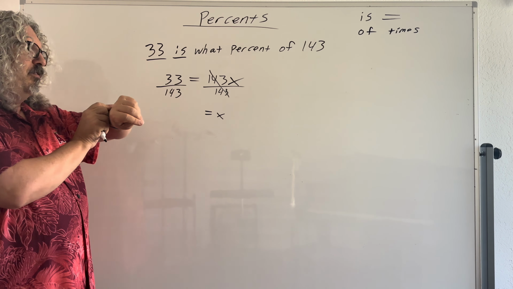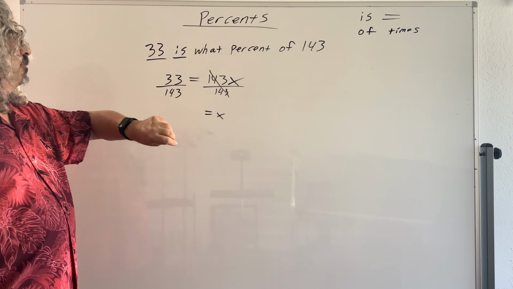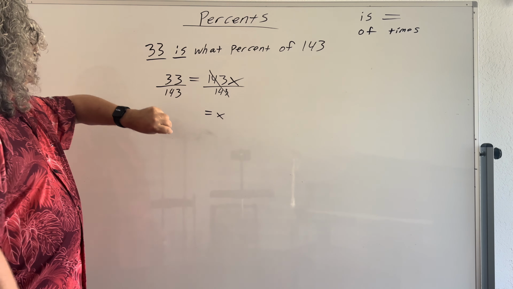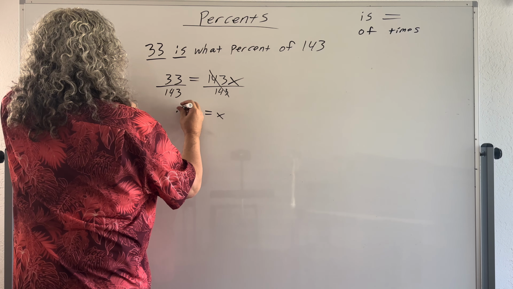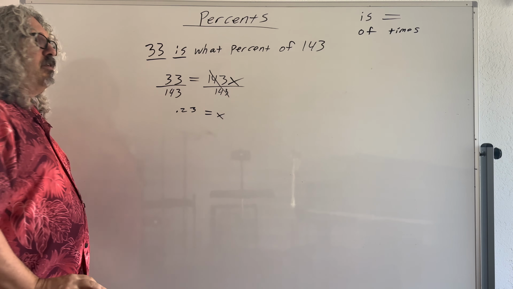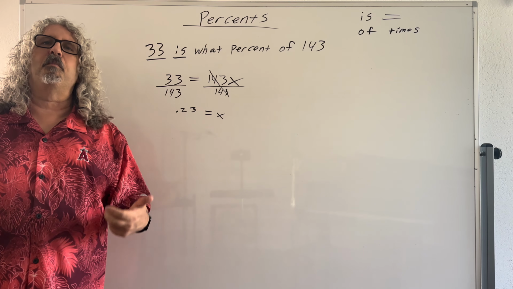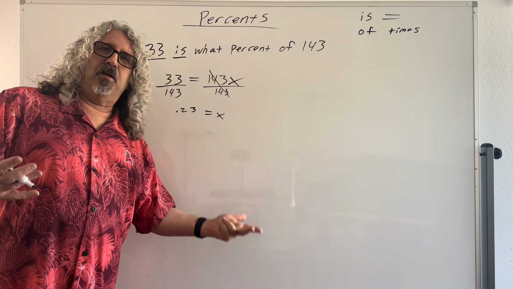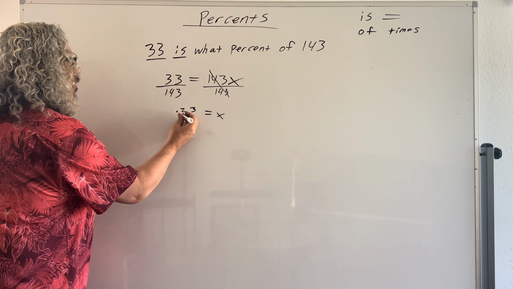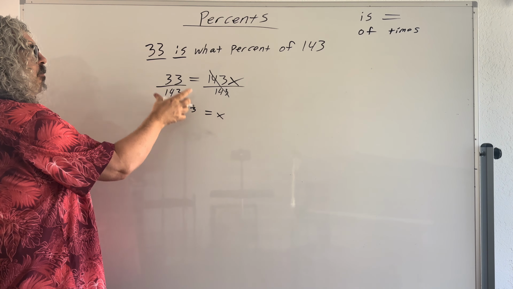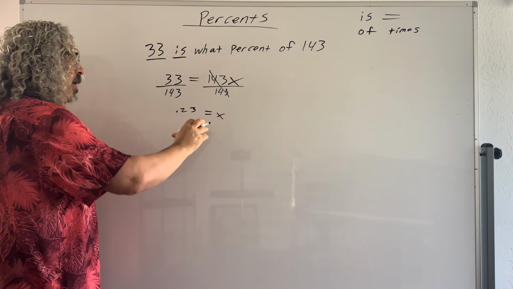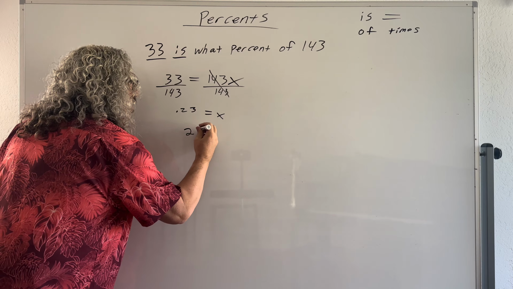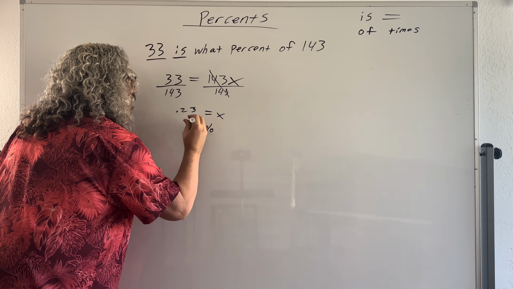What is 33 divided by 143? The answer is approximately 0.2. We're going to say 0.23. Now, that's not the percent answer, that's the math answer. But we want to know what percent. So now I have to say it in terms of a percent, and that's when I move the decimal over, because remember, the percent is always bigger than the math by 2 decimals. So the answer is going to be 23%.